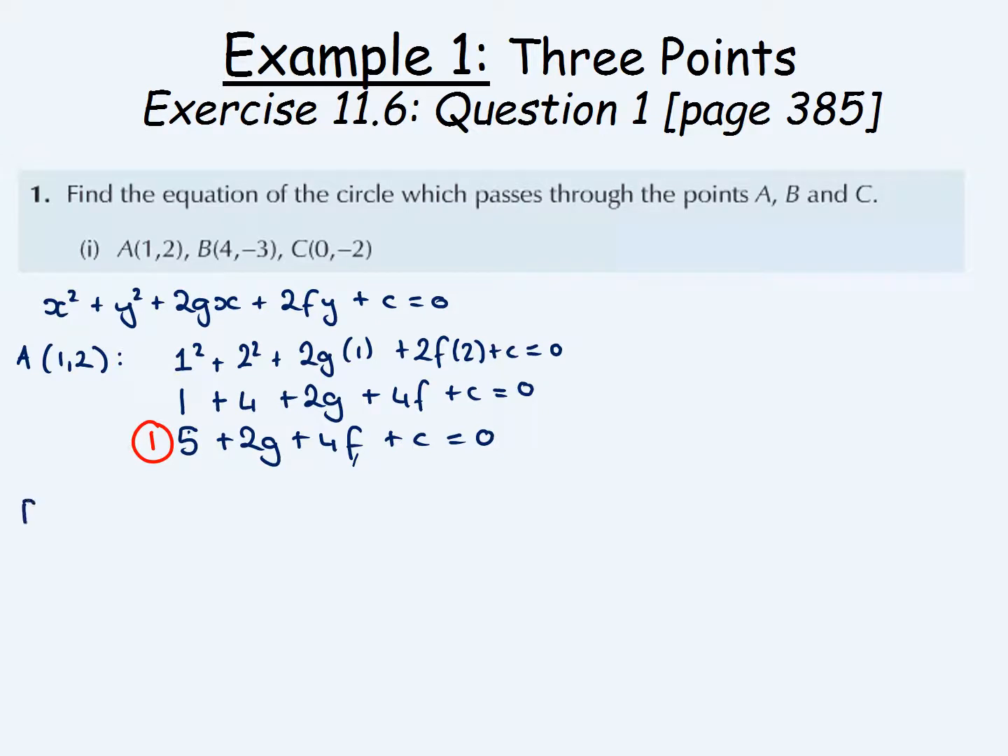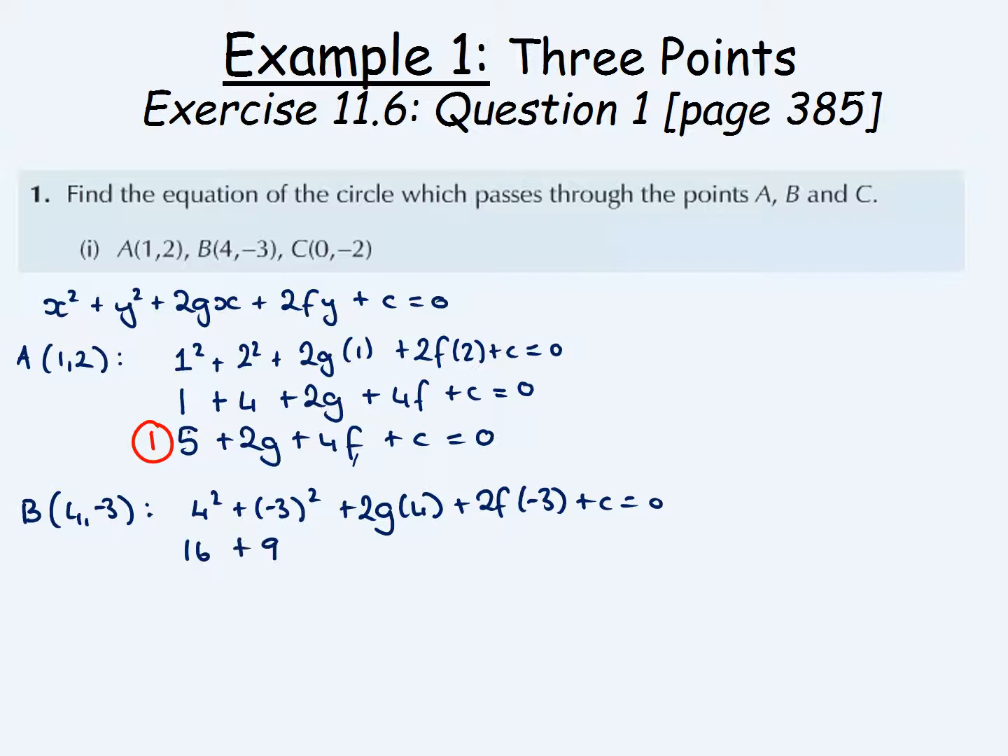Now let's look at the second one, where B is (4, minus 3). For B, it works out as 4 squared plus minus 3 squared plus 2g times 4 plus 2f times minus 3 plus c equals 0. That's 16 plus 9, remember any number squared is positive, plus 8g minus 6f plus c equals 0. And this gives me 25 plus 8g minus 6f plus c equals 0. And that's equation 2.